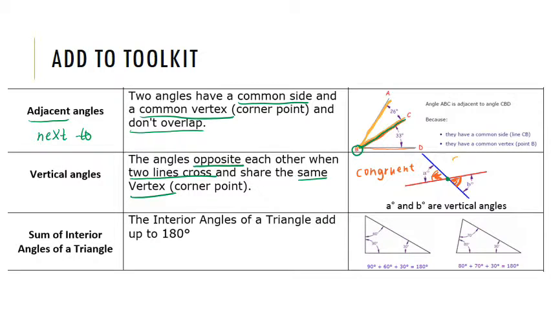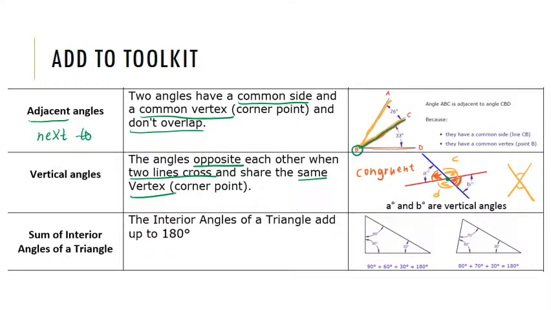If I made this angle C and D, for example, this is another pair of vertical angles, and these are also congruent. So with vertical angles, you can think of making an X, and we're talking about how the angles that are opposite each other are equal to each other, the same measure.